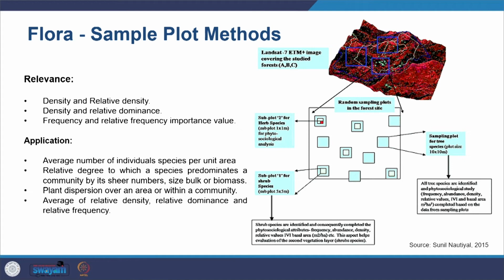It serves a lot of purposes. You can identify the average number of individuals per species, look at the relative degree to which a species predominates a community, and look at plant dispersion over an area. You can also look at the average of relative density, relative dominance, and relative frequency. You have certain guidelines on what plot sizes you have to use for what types of plants. You can see here from the list.